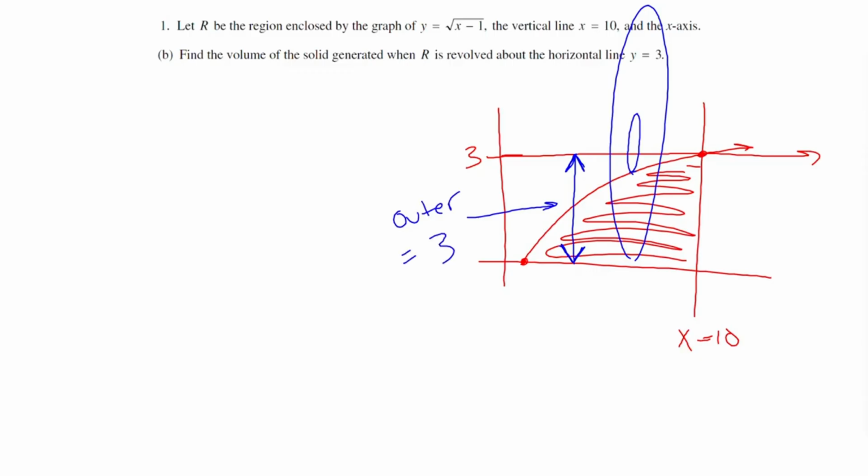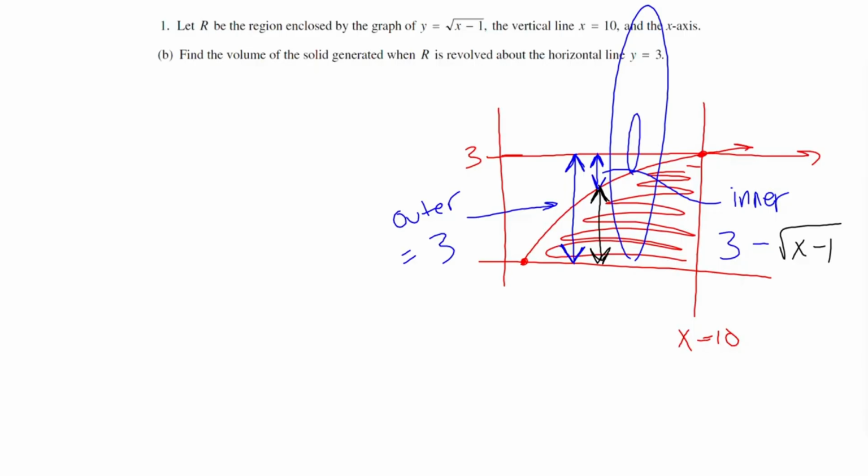The inner radius extends from the line y equals 3 to the upper bound of the function. So my inner radius is actually the entire distance of 3 minus this distance from the x-axis to the function. So 3 minus root x minus 1.